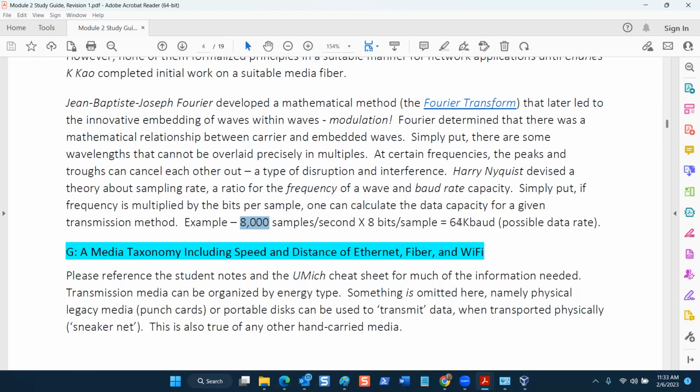We call those samples in bits, thousands of bits per second, or kilobaud. The word baud means BPS, bits per second. So baud is another term you're going to hear quite a bit. K is the metric prefix that means 1,000. So 64,000 baud, right? Any questions?